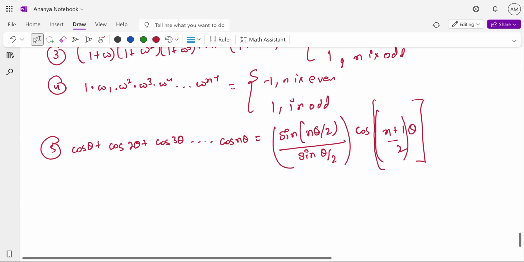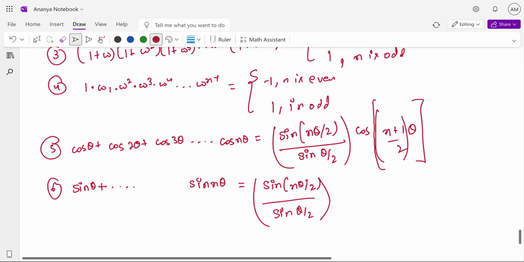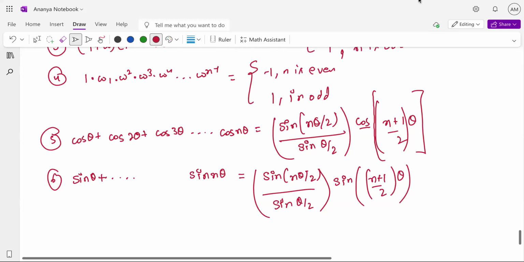Same you will have for sine also, but what will be the difference? If instead of this you have sine theta dot dot dot, sine n theta in the summation, the answer will be sine of n theta by 2 divided by sine theta by 2, and here instead of cos, just sine will be there. The rest of the part is the same. Clear? So these were some of the properties.